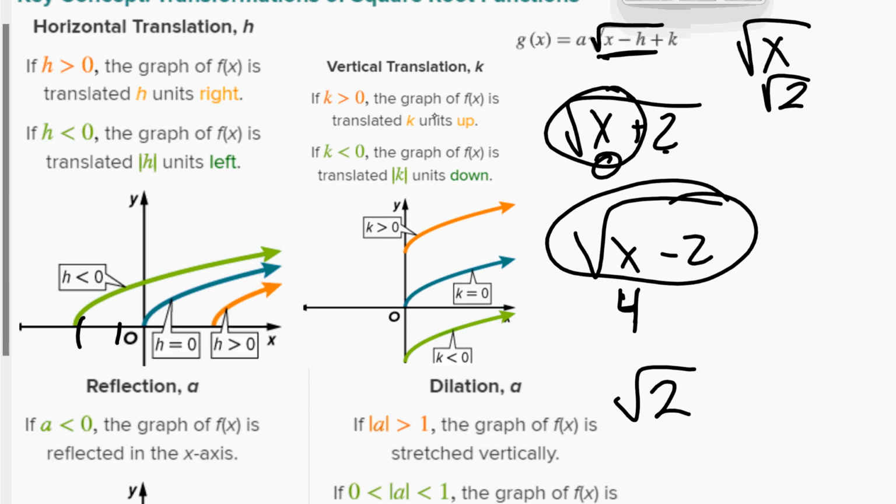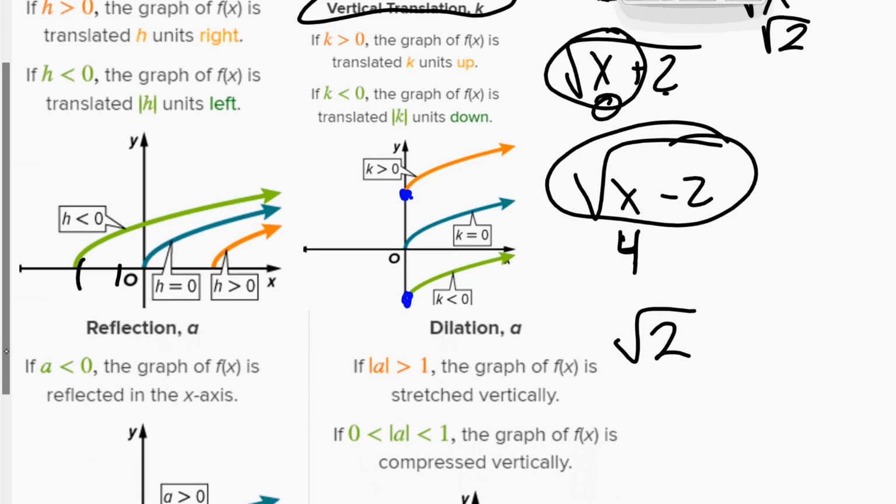So here's the idea of it. Left and right is on the inside, and then on the outside, a vertical translation happens after the square root when I add or subtract a number. That's just going to move it up if it's positive, and it's going to move it down if it's negative.